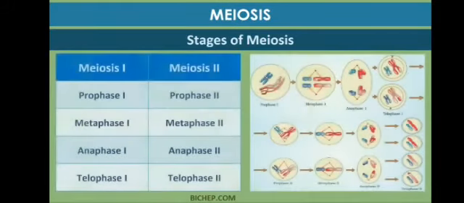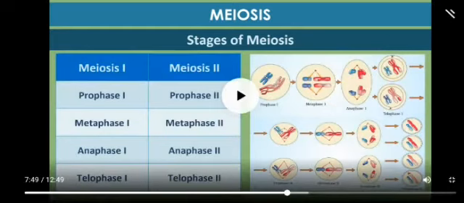Stages of meiosis. The stages of meiosis are divided into 2 sections, meiosis 1 and meiosis 2. Meiosis 1 has prophase 1, metaphase 1, anaphase 1, telophase 1, and meiosis 2 has prophase 2, metaphase 2, anaphase 2, and telophase 2. And the diagram here on the structure you can see.